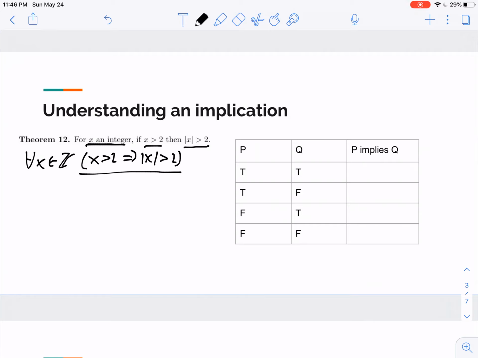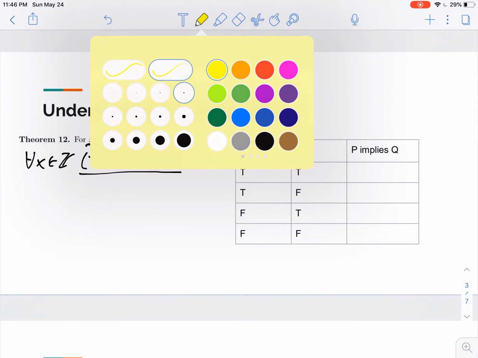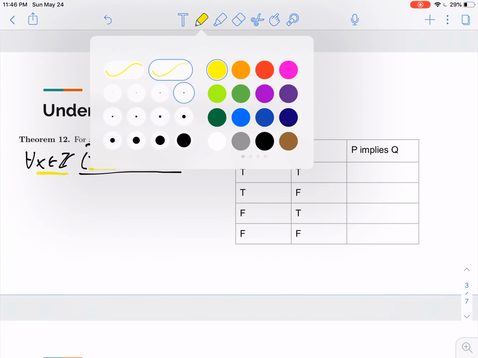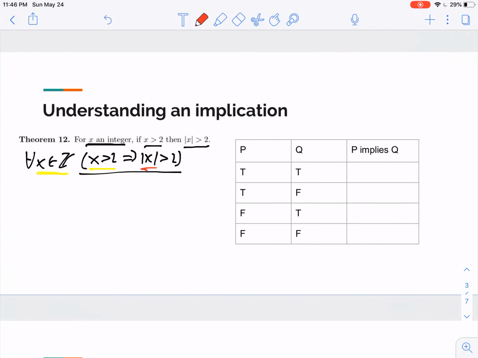In the same way, this implication takes 2 bits. First, it takes this x greater than 2 bit. For some specific integer x, x greater than 2 will either be true or false. If x is 3, then it'll be true. If x is like -4, it'll be false. And then it takes the second bit, which is whether the absolute value of x is greater than 2. For something like 5 or -5, it'll be true. For something like 0, it'll be false.